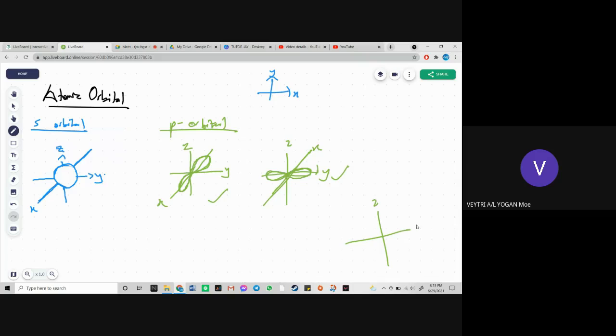Number three, same thing. Draw z, y, and x first. This time it covers the z-axis. Cloverleaf shape, same thing, covers the z-axis. Those are the three shapes we need to know for the p orbital. We have s and p covered. Now we are going to do the d orbital.